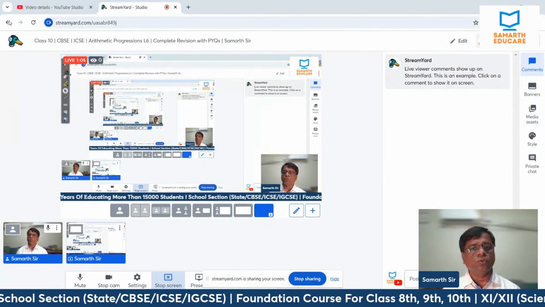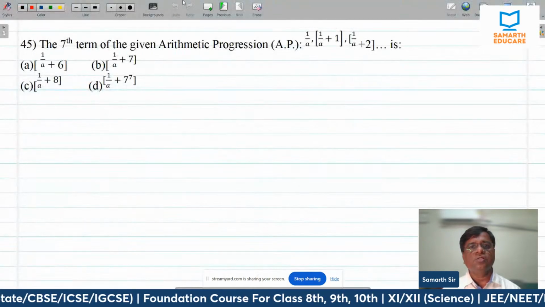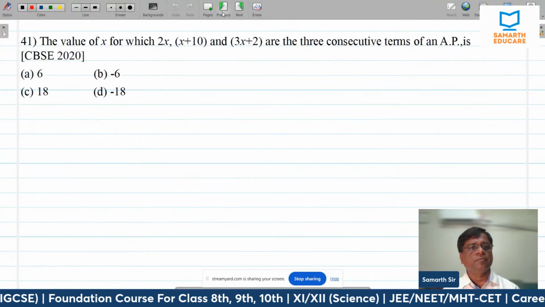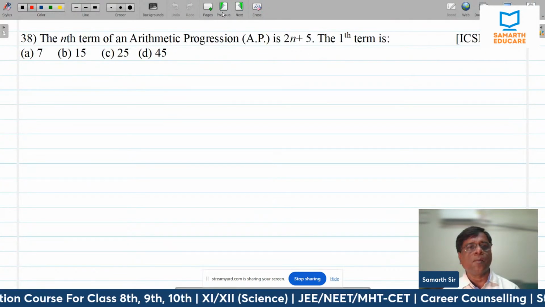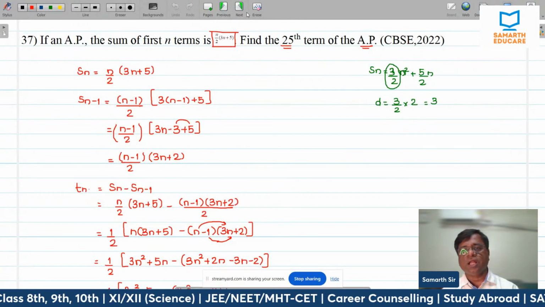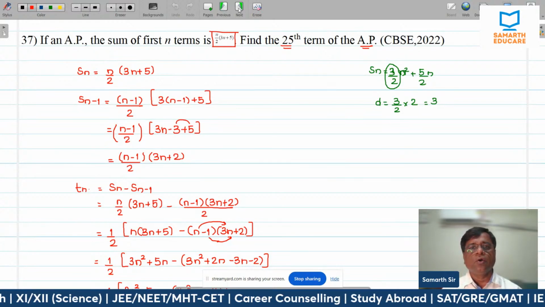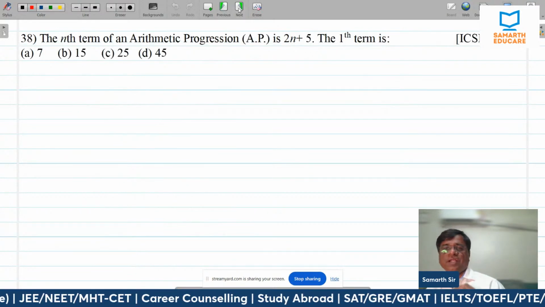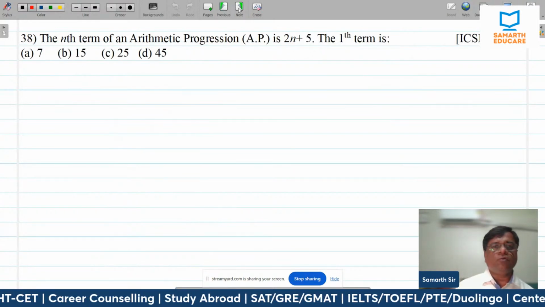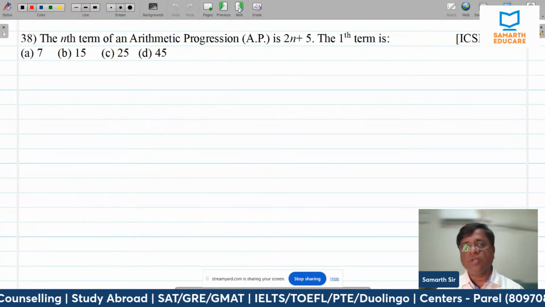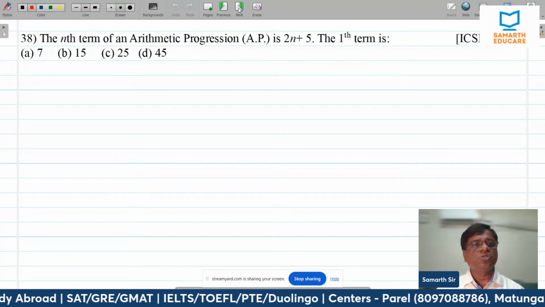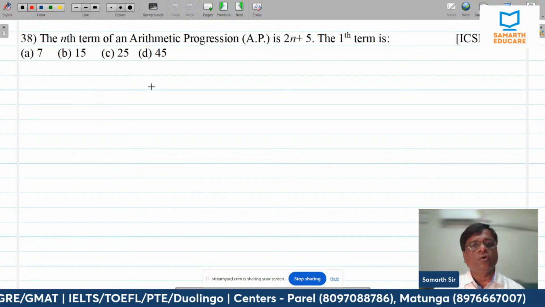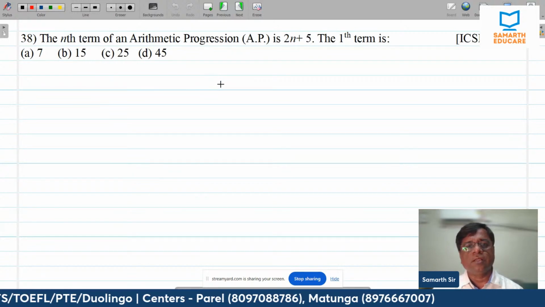All right, so I hope the screen is visible. Let me start with the MCQs. This is the last question that we have done. Now, a very interesting part. The nth term of an arithmetic progression is 2n plus 5. The first term is? Very simple problem, Tn.